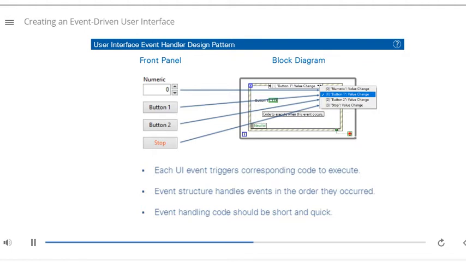The user interface event handler design pattern is good for applications where user interface events, like value changes, need to trigger the corresponding event handling code to execute. The event structure handles events in the order they occurred. For this design pattern, the event handling code should be short and quick.